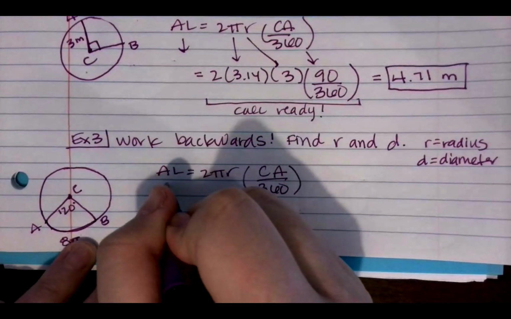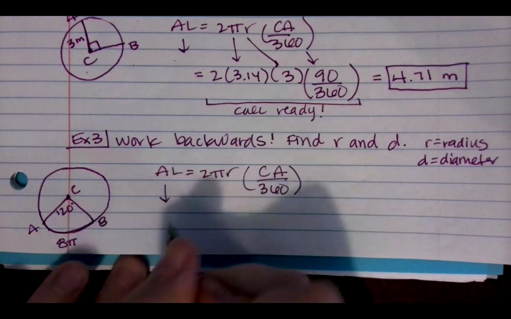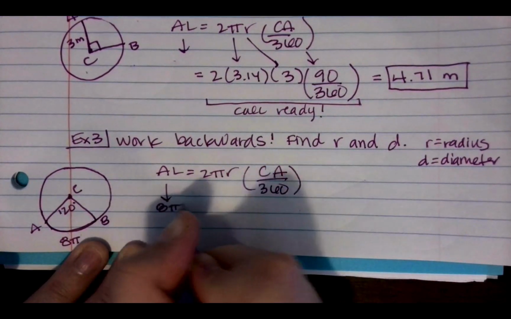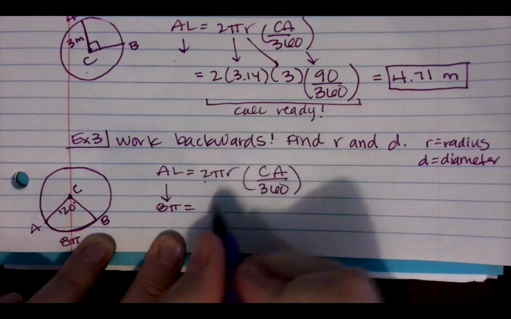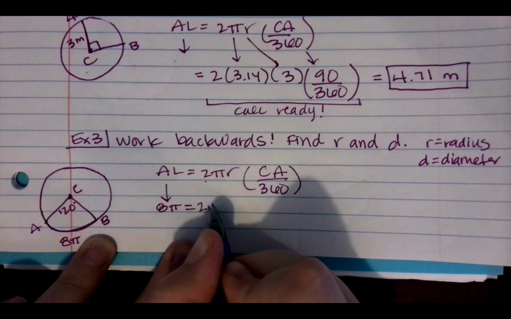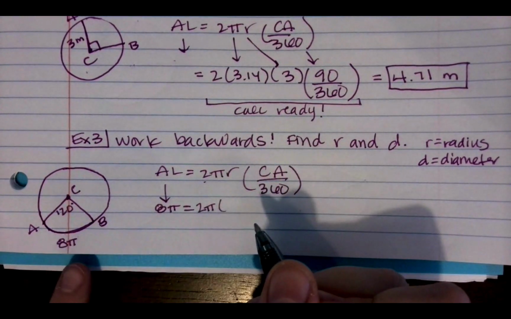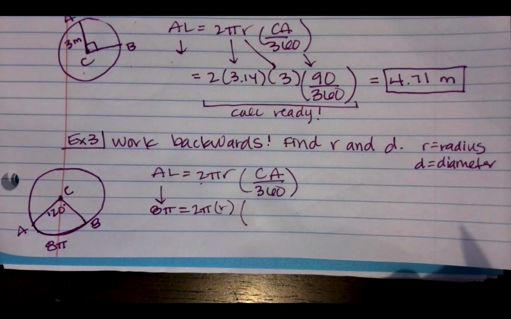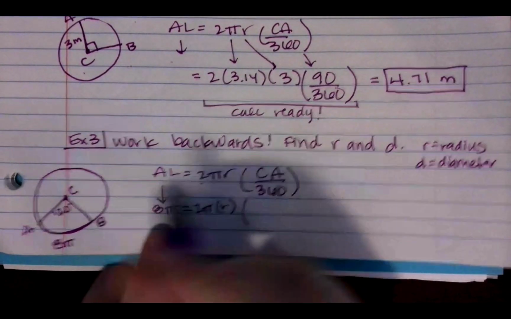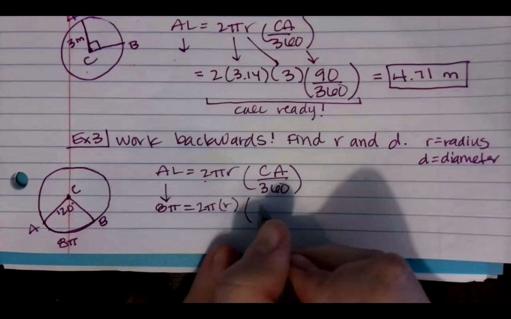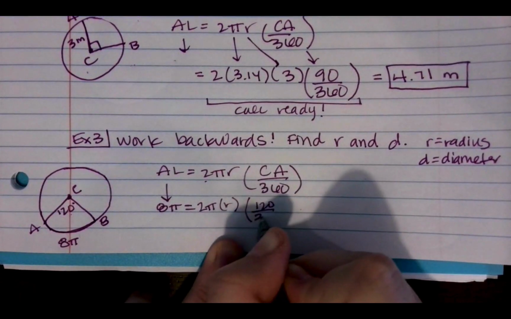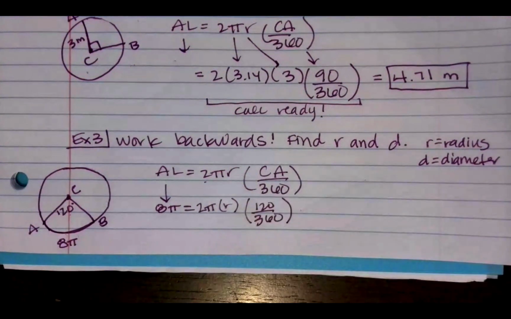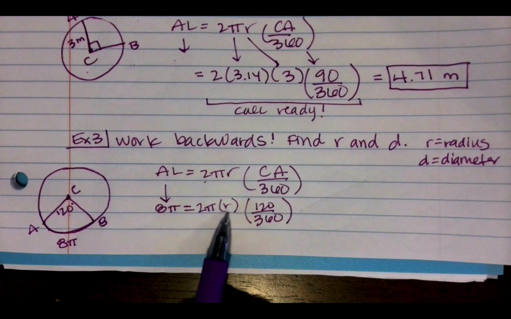Let's plug in this. Arc length is, there it is, 8 pi equals, we got 2, we've got our pi. What's our radius? We don't know. That's what we're looking for. And then what's our central angle? This guy over here, 120 over 360. Here we go. So we've got to go ahead and solve for r here.